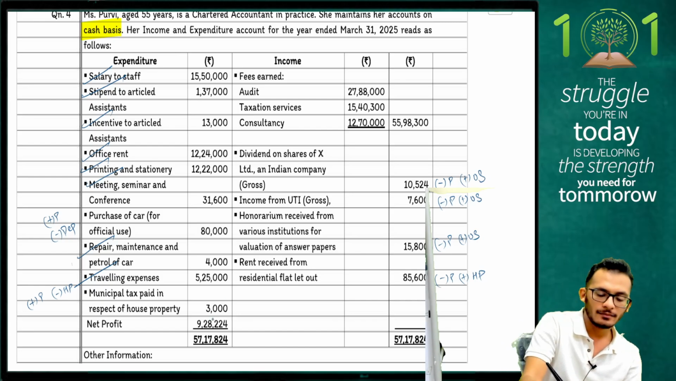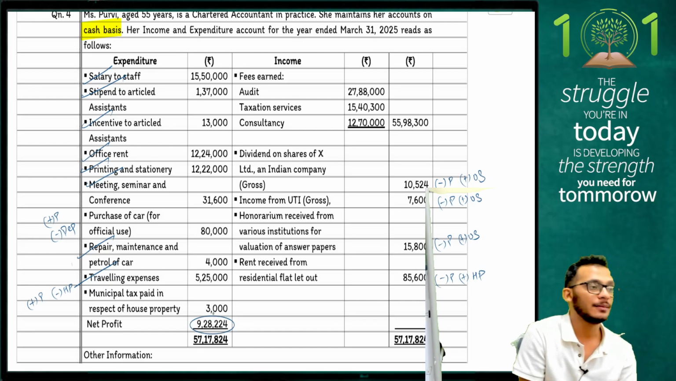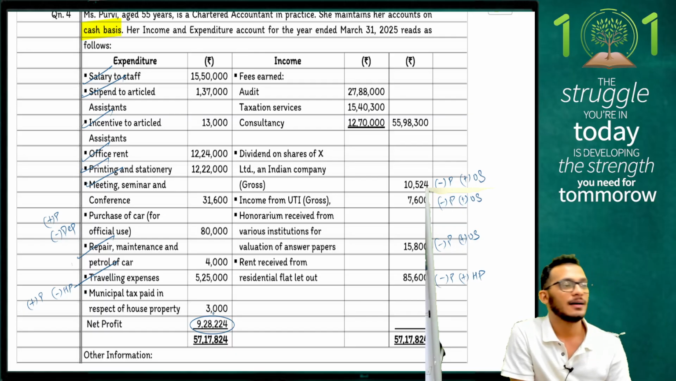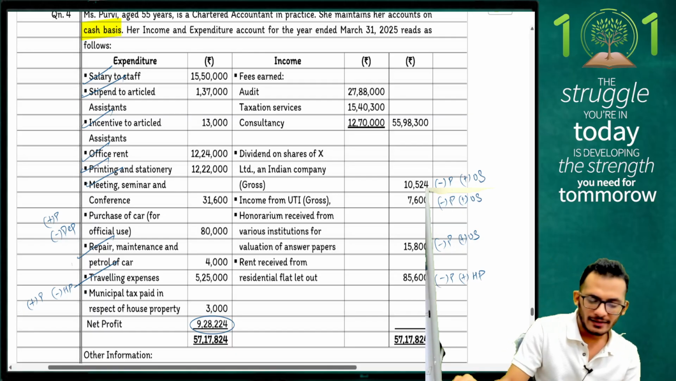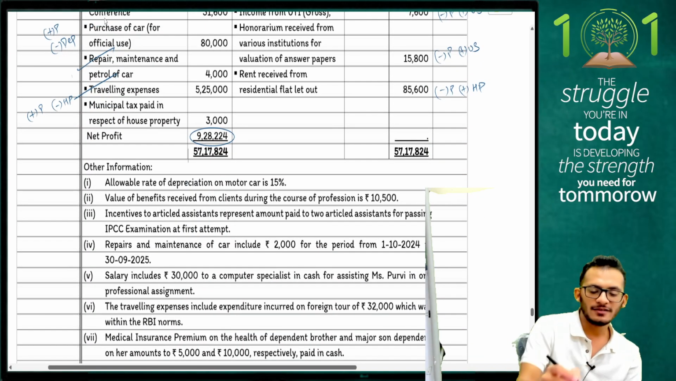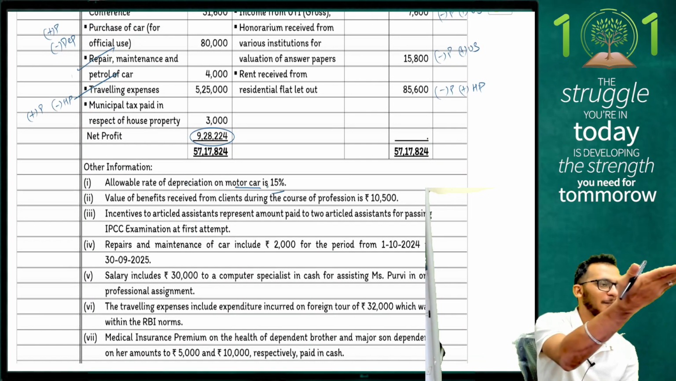Net profit is my starting point. Net profit is my starting point. Correct. Yes, sir. Additional information. Allowable rate of depreciation on motor car is 15.